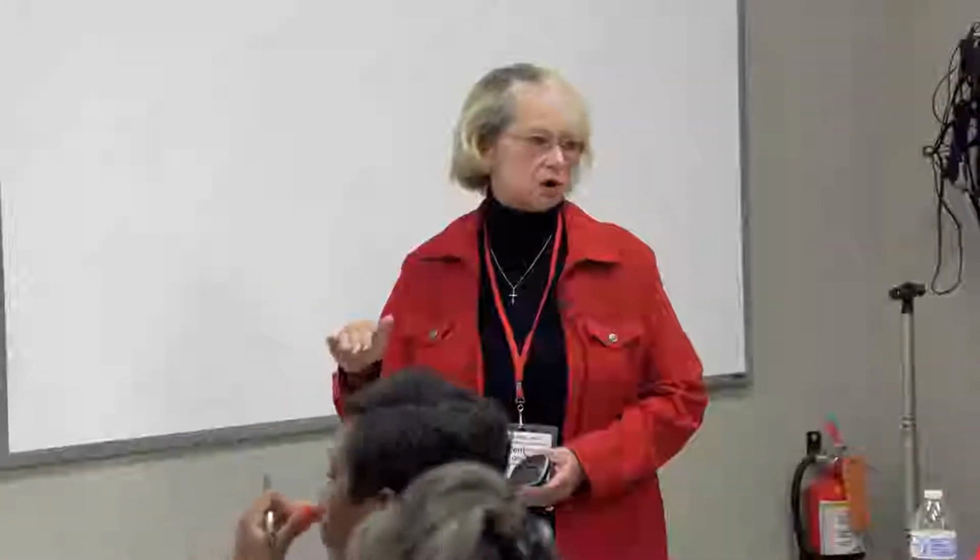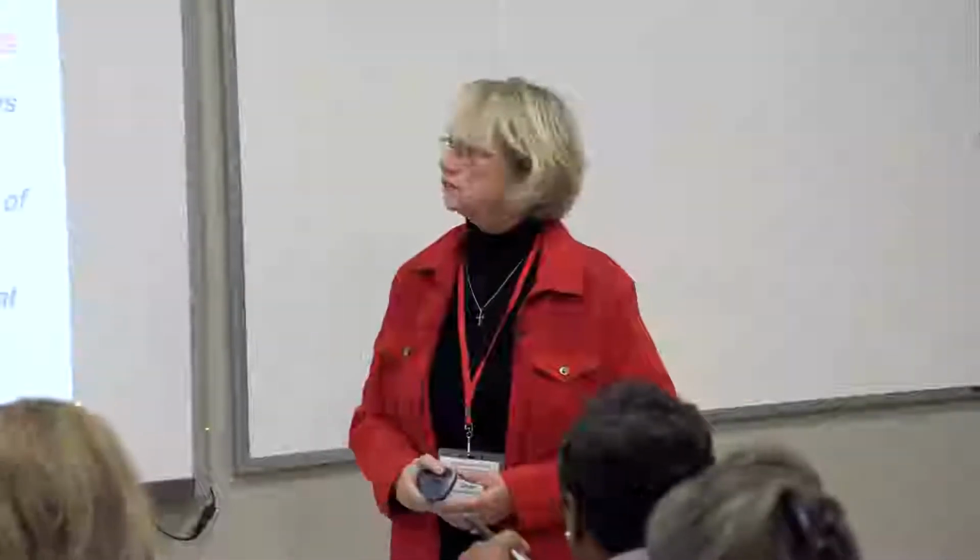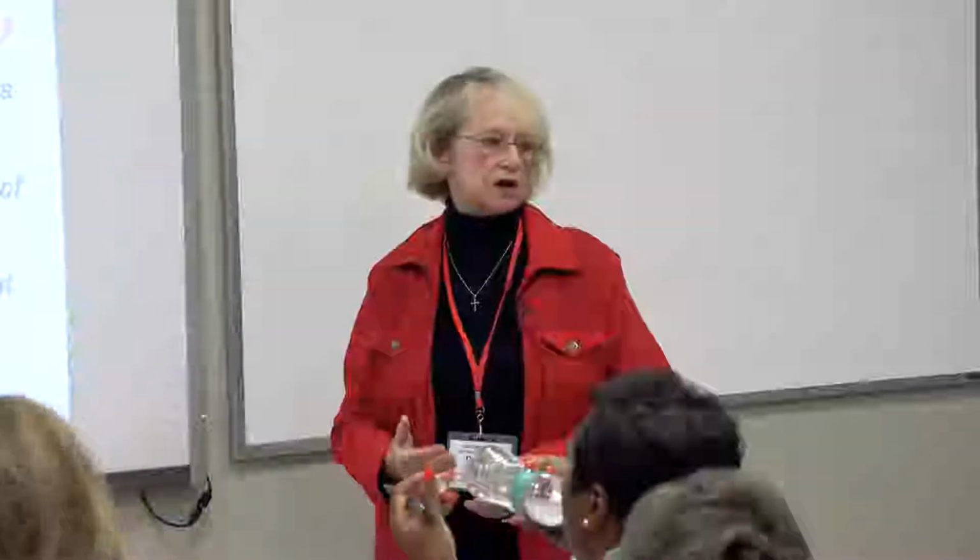And so when we're screening for dyslexia, the first thing we want to think about is that definition of dyslexia, because notice it says, screen for characteristics of dyslexia. So in our administrative code, we have the definition of dyslexia. Let's look at it. This is the definition of dyslexia in the Alabama Administrative Code. As of October the 8th, 2015, when these amendments to the Alabama Administrative Code were unanimously adopted by our State Board of Education, we then had, for the first time ever, a legal definition of what dyslexia is in terms of Alabama.